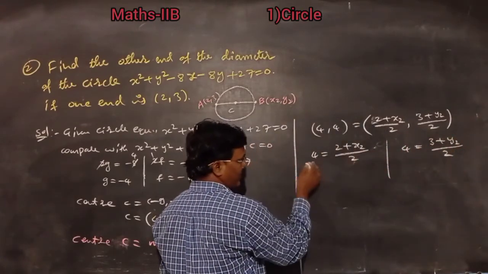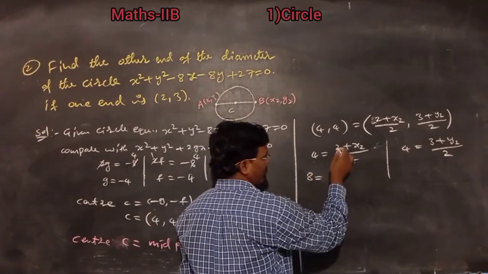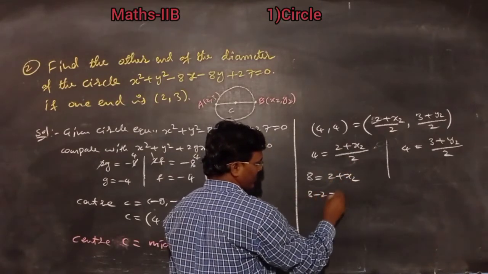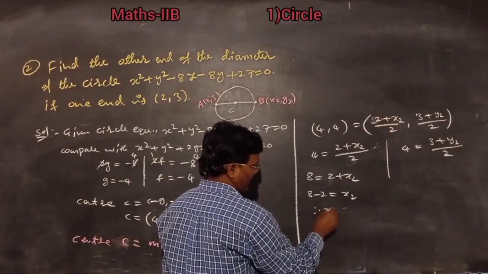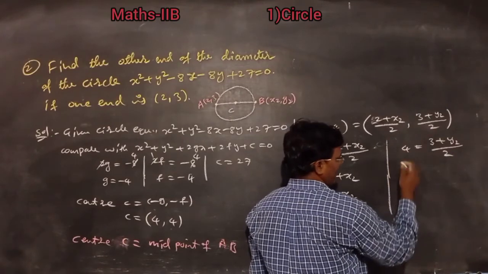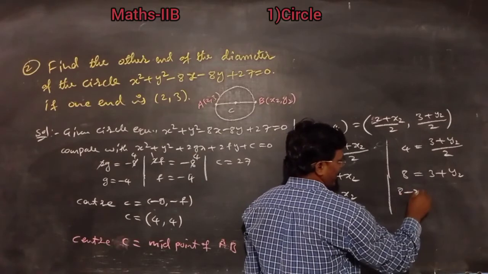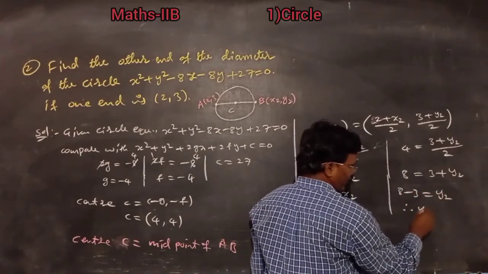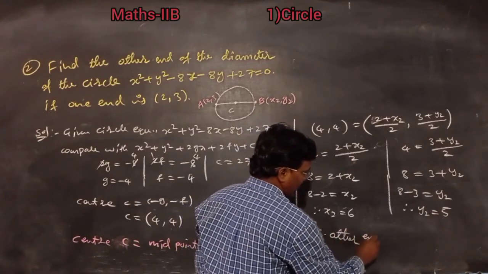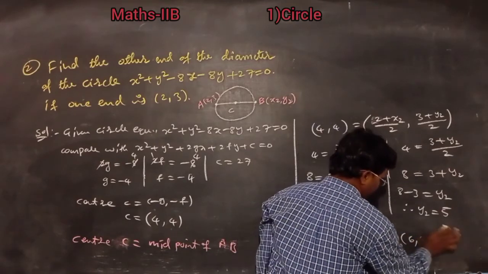So 2 transfer to the left side. So 2 into 4, 8, is equal to 2 plus x2. So transfer to the left side. So 8 minus 2 is equal to x2. Therefore x2 is equal to 6. Next transfer to the left side, it is multiplying. So 4 into 2, 8, is equal to 3 plus y2. So 8 minus 3 is equal to y2. Therefore y2 is equal to 5. So therefore the other end is equal to (6, 5).